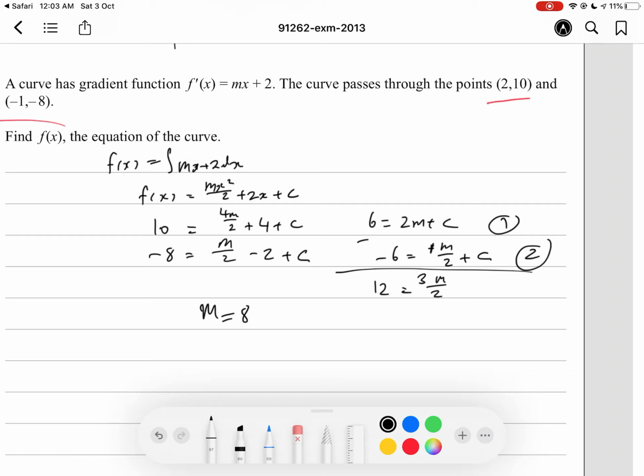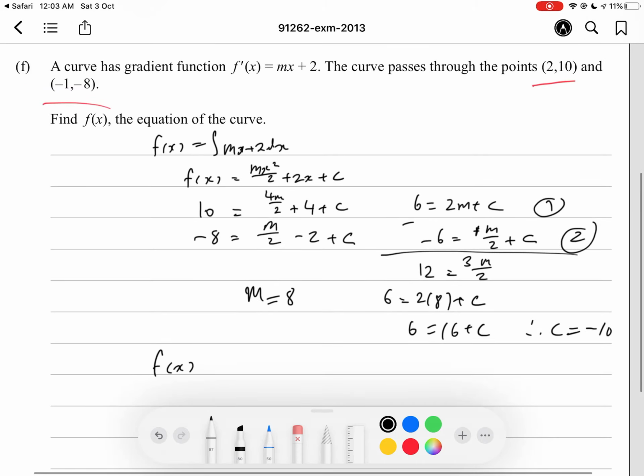If we get m equals 8, then we can solve for c, because we know 6 equals 2m plus c. So 6 equals 2 times 8 plus c. 6 equals 16 plus c. Therefore, c equals negative 10. And therefore, we can find f of x. f of x equals 4x squared plus 2x minus 10. That's our final answer for this question, and that will get us an excellence grade.